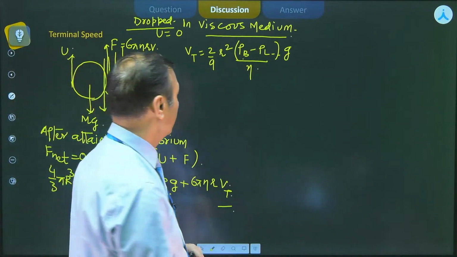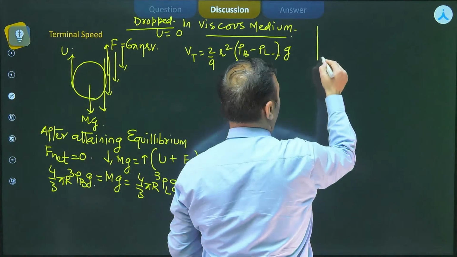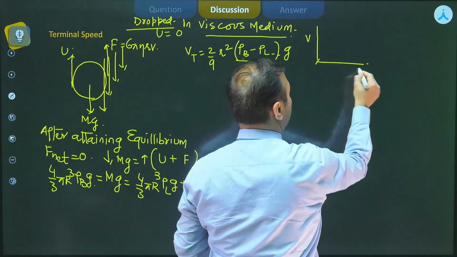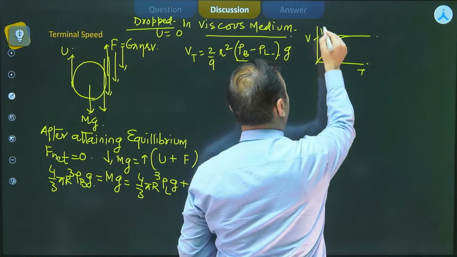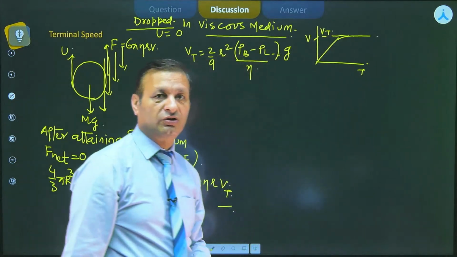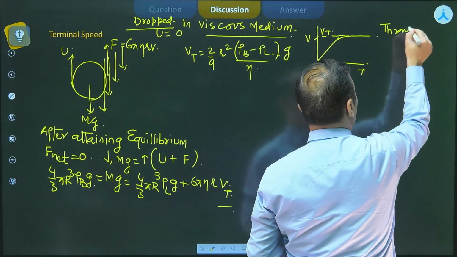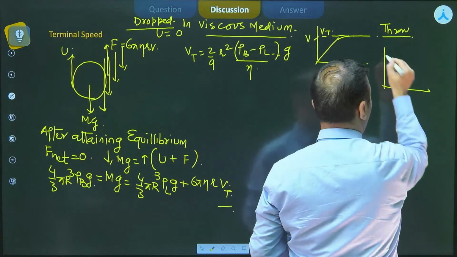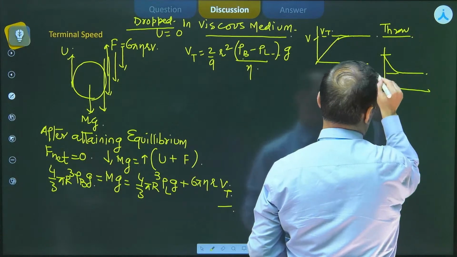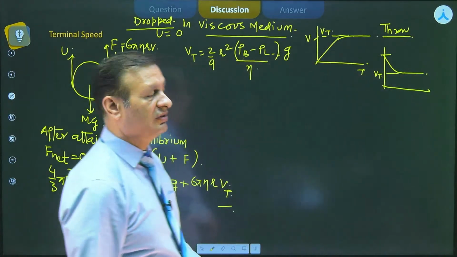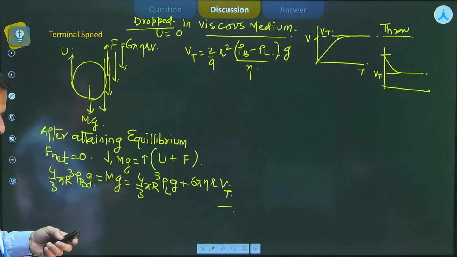This is a very, very important numerical. As you drop a body, if you draw its graph, its speed keeps on increasing first and finally attains a terminal speed. So this is the terminal speed. You got it or not? But if you throw a body, initially it has some speed, and it attains the final terminal speed. So these are the two graphs also, and this is the expression for the terminal speed, a very important expression. Got it?